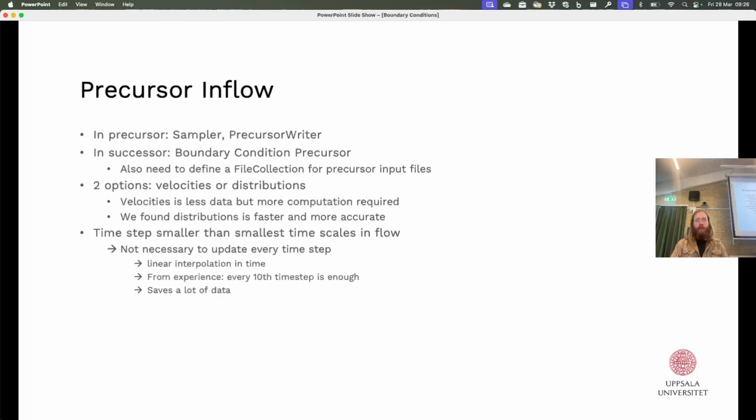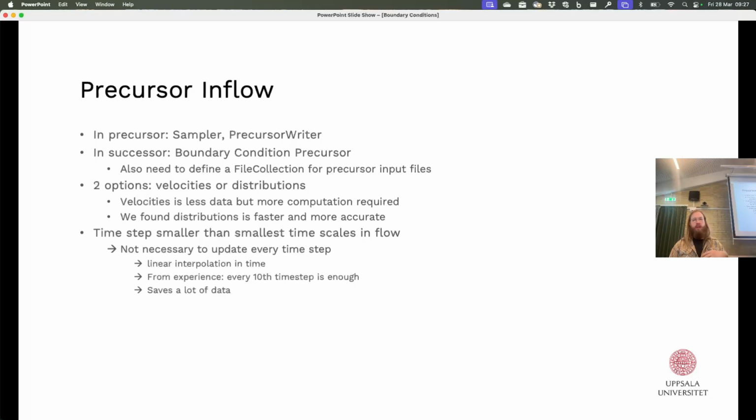So for the precursor inflow, we have to first generate the precursor data, and then impose the precursor inflow. There are two ways we can do this. We can use macroscopic quantities: we compute and sample velocities and feed them back as a velocity boundary condition. Here we just use the normal velocity boundary condition functions, but as a separate boundary condition. Or you can just record the populations and feed back the populations that you're missing.